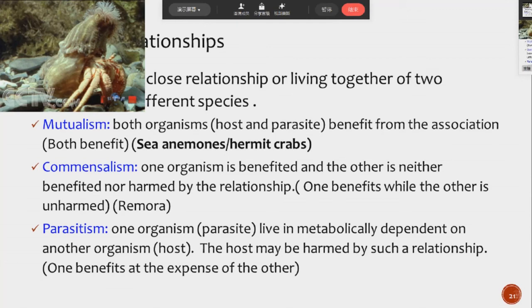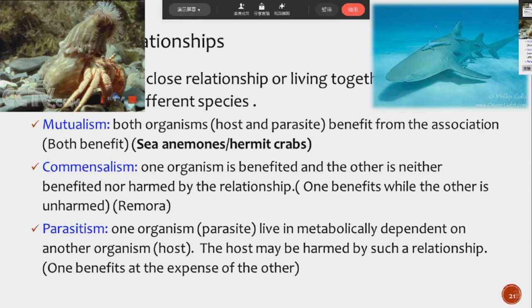But while they are living together, one benefits, the other is not benefited, and there is no harm. For this relation, we call it commensalism.